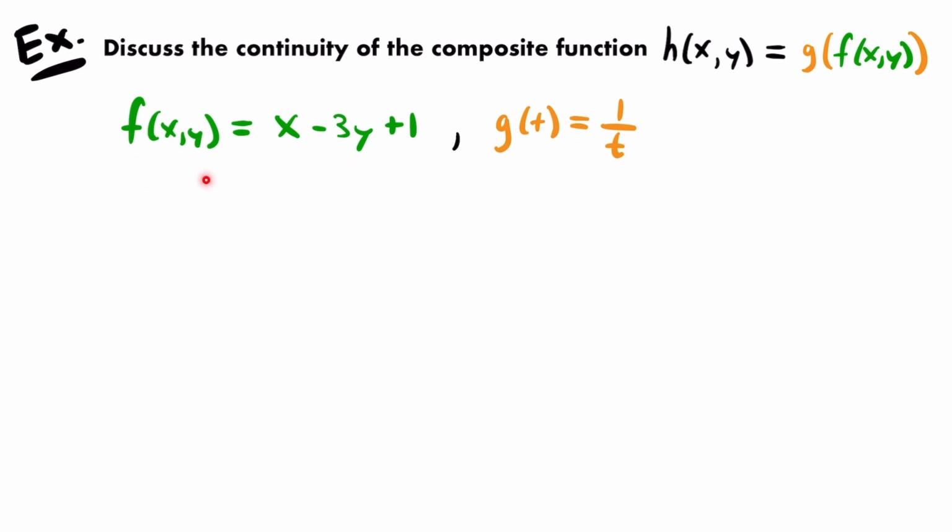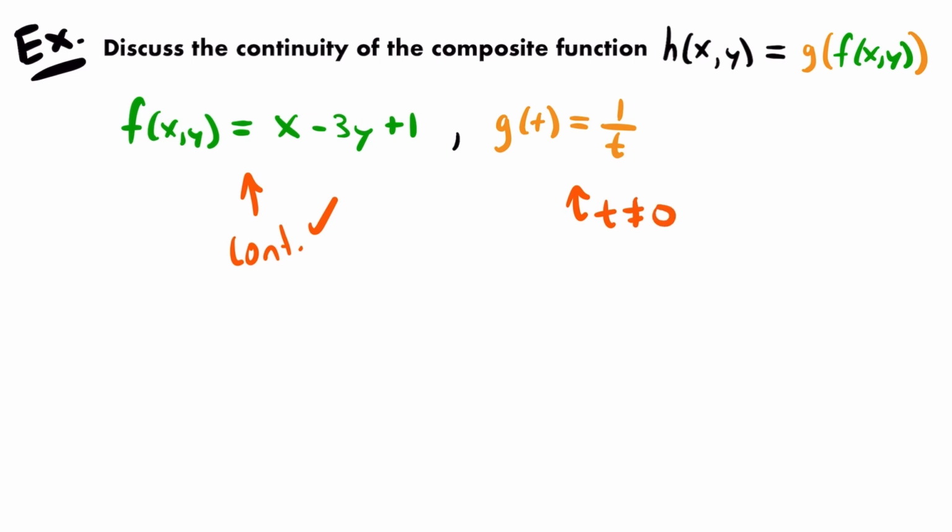Starting with the multivariable function, f of xy is just a polynomial function, so this function would be continuous everywhere. So I'll just write down that it is continuous. There are no discontinuities for that function. But what about g of t? g of t is equal to 1 divided by t, that is a rational function, and so the denominator cannot be 0. All right, so in this case, t cannot be equal to 0.